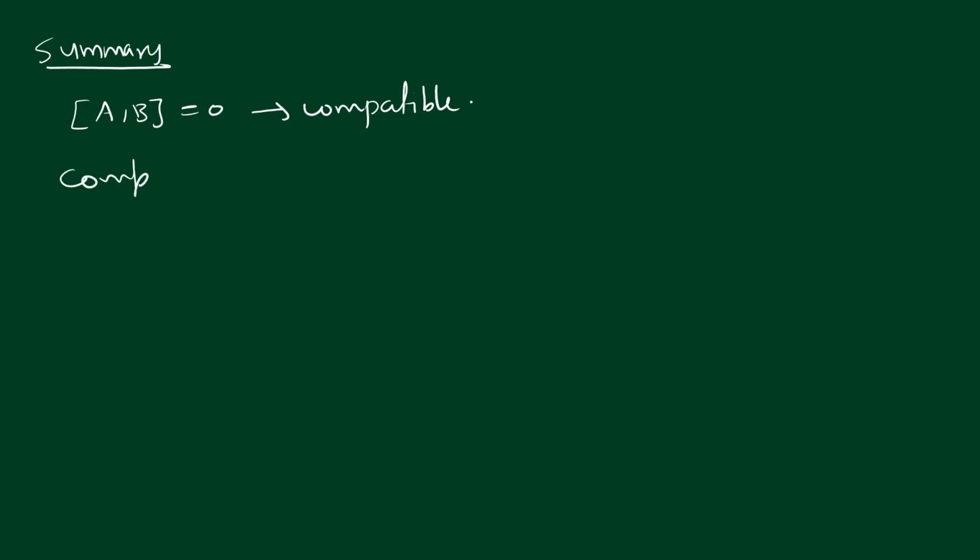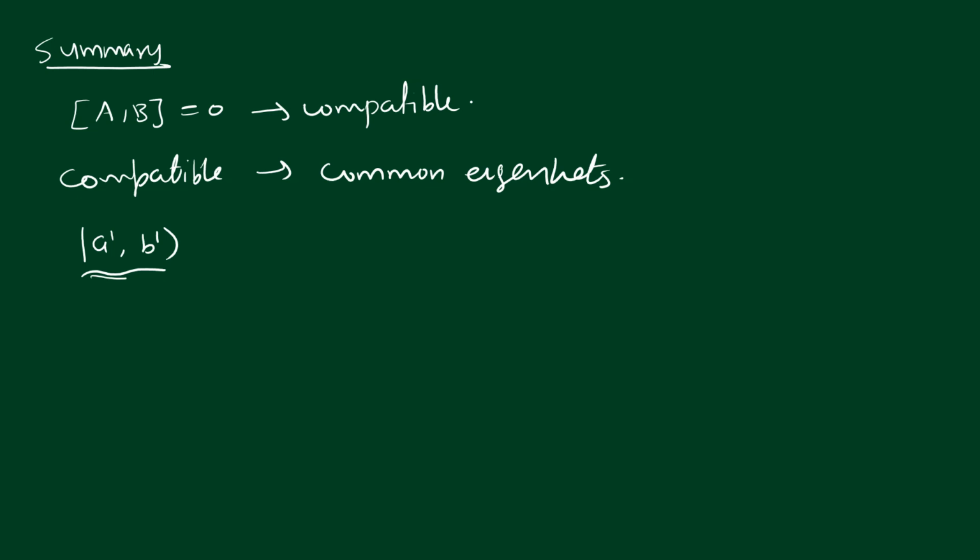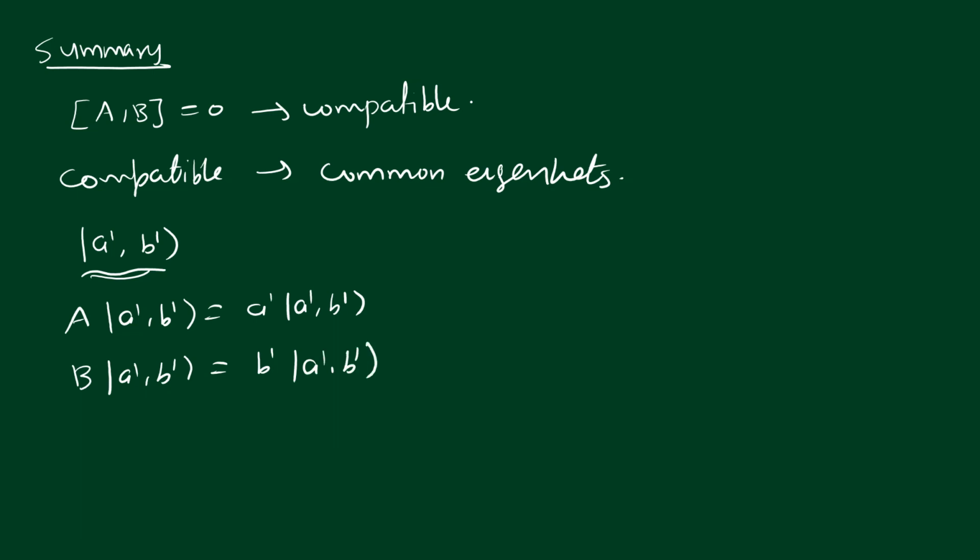So compatible observables have common eigenkets. And we can label these common eigenkets using the eigenvalues of both A and B. Right? So this is the labeling that we chose. We can label the common eigenkets like this. So these eigenkets are such that A acting on ket A prime B prime is equal to A prime multiplied by ket A prime B prime, and B acting on ket A prime B prime gives you B prime multiplied by ket A prime B prime. A prime is the eigenvalue corresponding to operator A, and B prime is the eigenvalue corresponding to operator B.